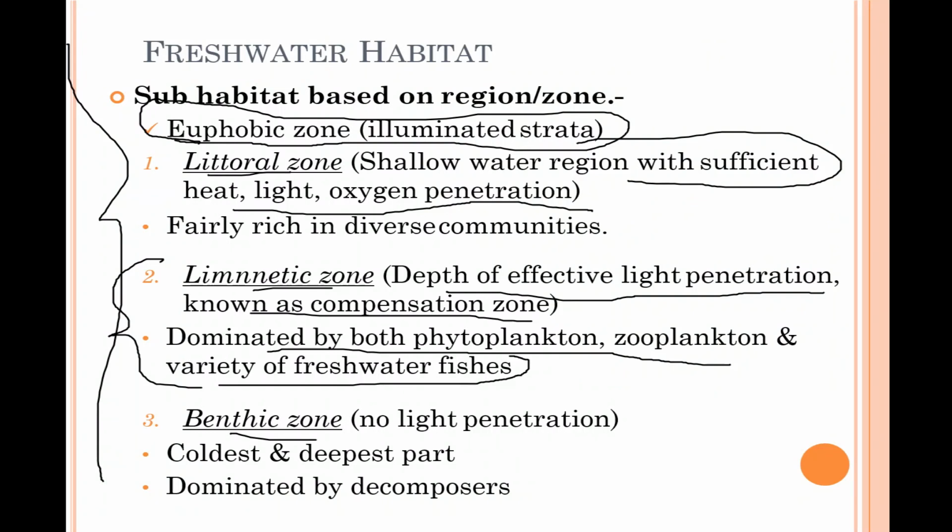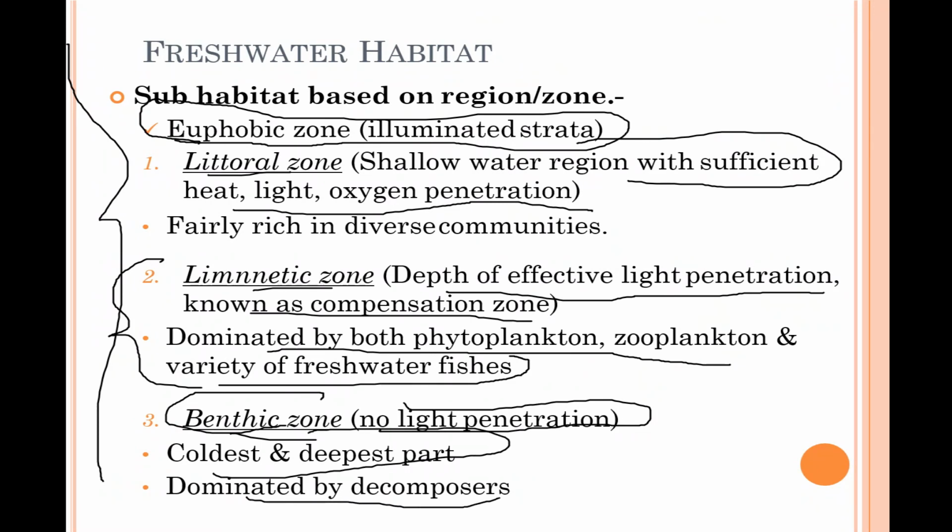The deepest zone, where no light penetrates, or the bed of the sea, is the benthic zone, which is the coldest and deepest part, and it is dominated by decomposers. So these are some of the regions of freshwater habitat.